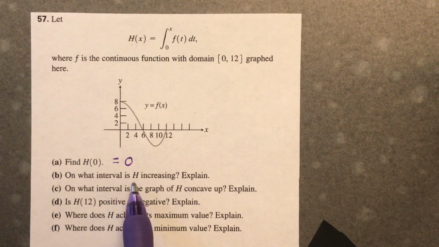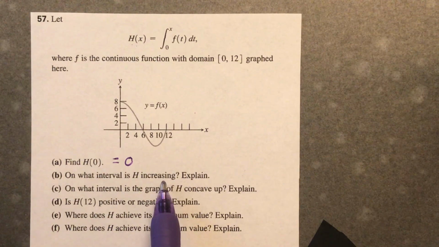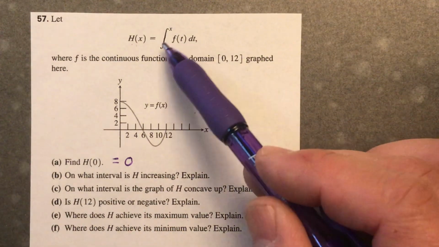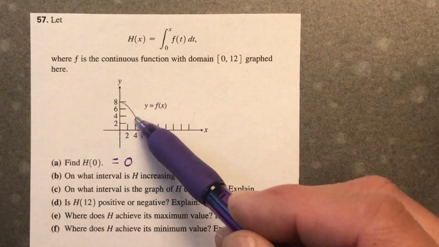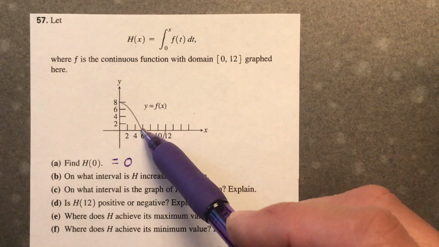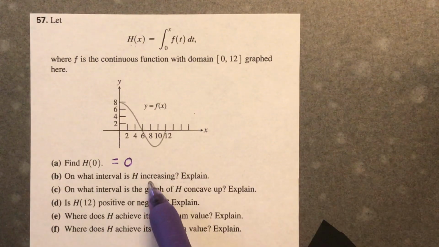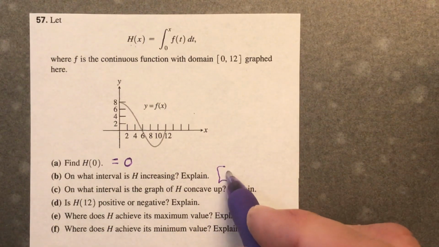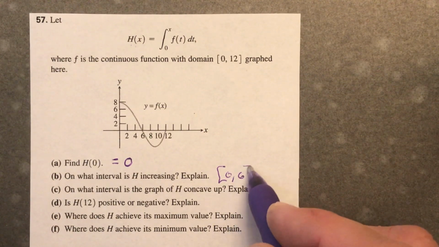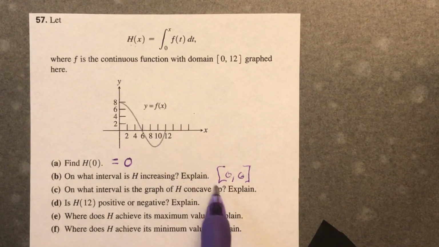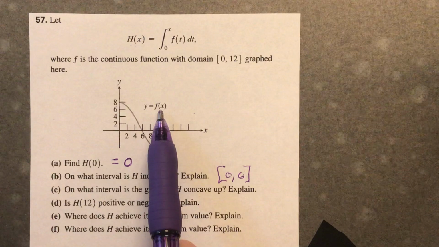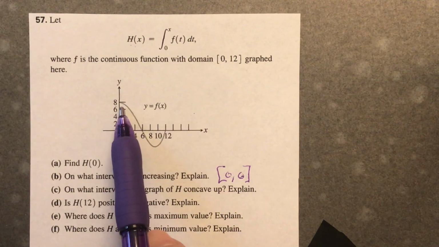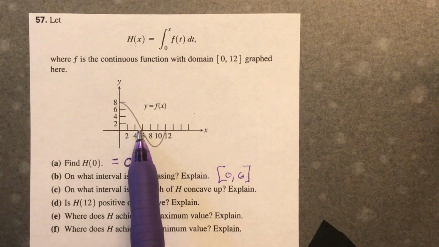Now, on what interval is h increasing? Well, h is starting to accumulate area under this curve from 0 until you get to 6. So when is h increasing? It's increasing from 0 to 6. Now, for an explanation, remember that h prime is actually equal to f of x. And f of x is above the x-axis. It takes on positive values from 0 to 6.